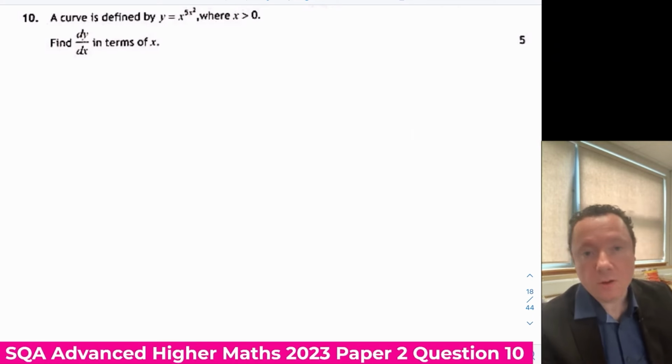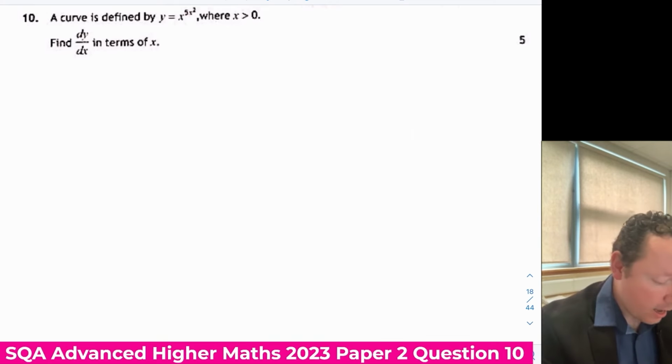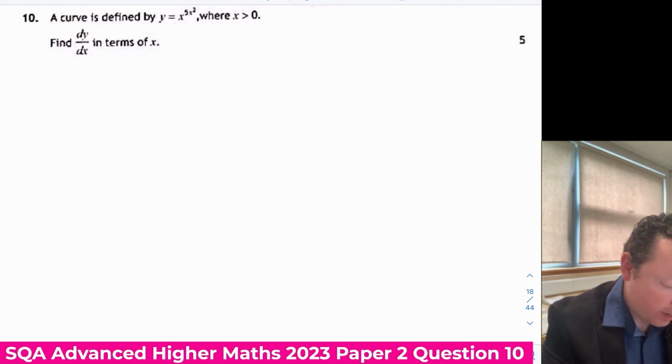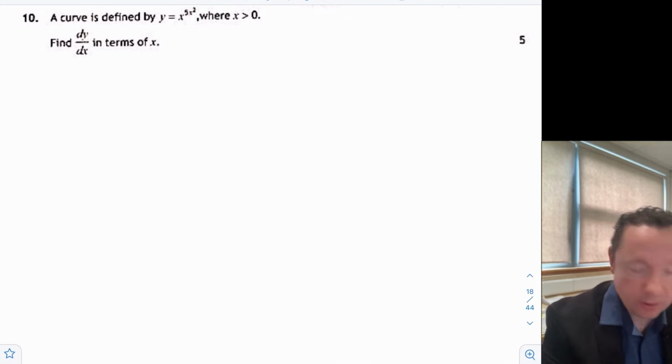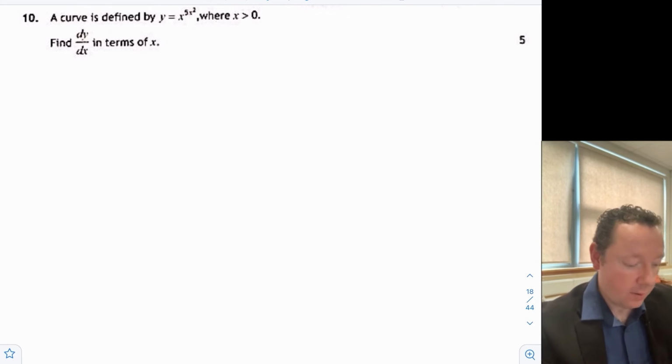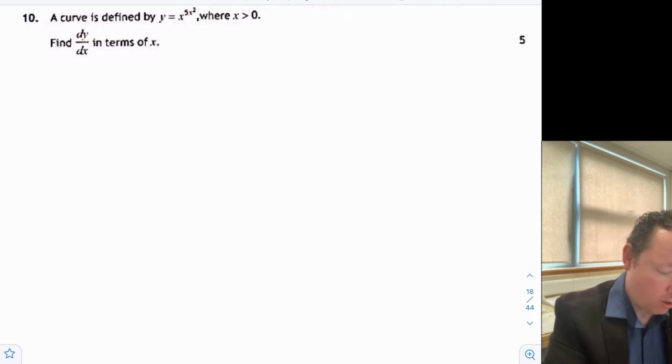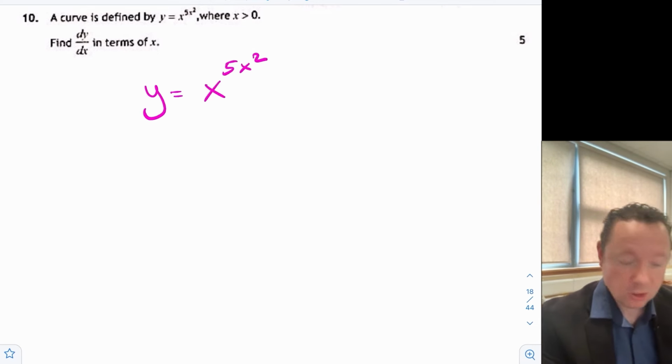Advanced Higher Maths 2023, Paper 2, Question 10. A curve is defined by y equals x to the 5x squared, where x is greater than 0. Find dy by dx in terms of x. So let's start off with y equals x to the 5x squared, which is an exponential.